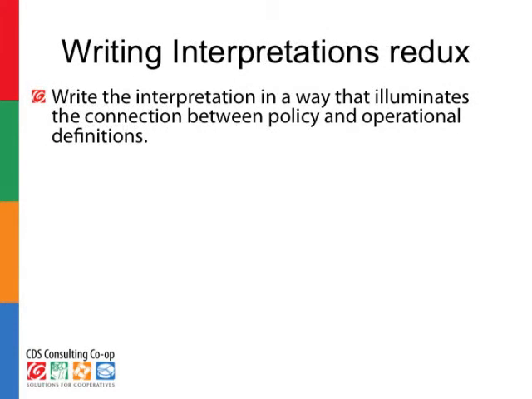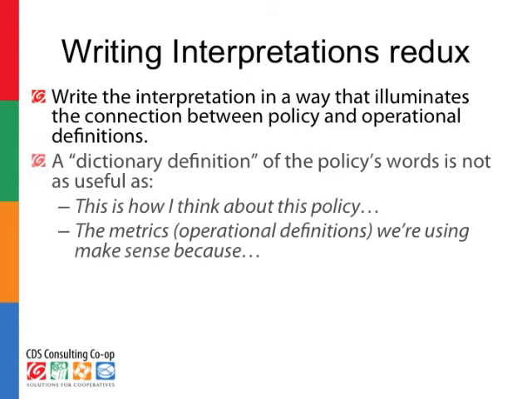If you spend some time coming up with some operational definitions, then come back around to the idea of interpretation. How could you write an interpretation? How could you explain the policy in a way that ties together the language of the policy with the language of the operational definitions? Some managers have tried interpreting ends policy or other policies using what looks like a dictionary definition, trying to parse out the meaning of each word. That turns out not to be as useful as an interpretation that's a more broad context, something along the lines of, here's how I see the policy, here's how it makes sense to me, here's how I intend to bring it to life in the world of the co-op.